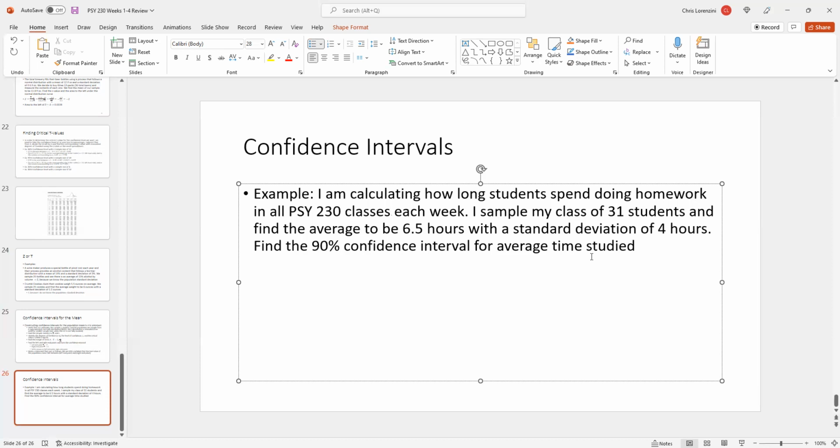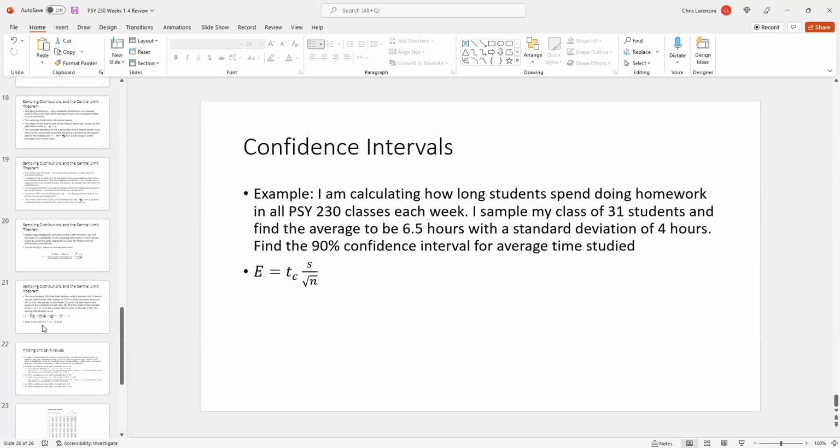The answer will be T, right? And I'm going to use a T distribution because I do not know the population standard deviation. I'm calculating the sample of my 31 students. Standard deviation is 4 hours. So I'm going to use a T distribution here. And the concept of the T distribution is I need to find the margin of error, which means I need to go look up this critical T value right here. 90% confidence interval, sample size is 31.